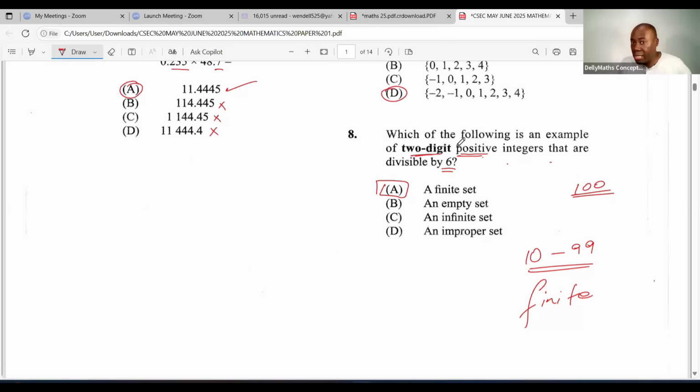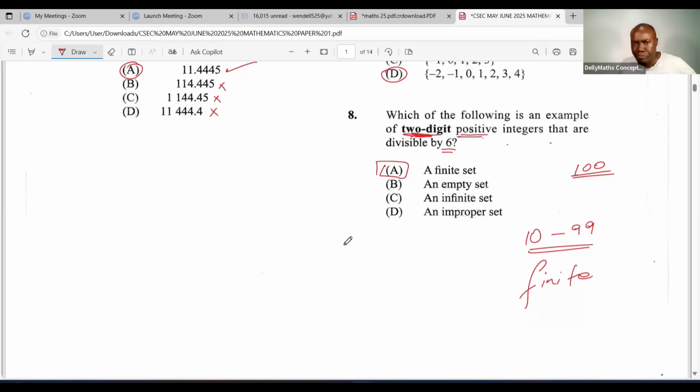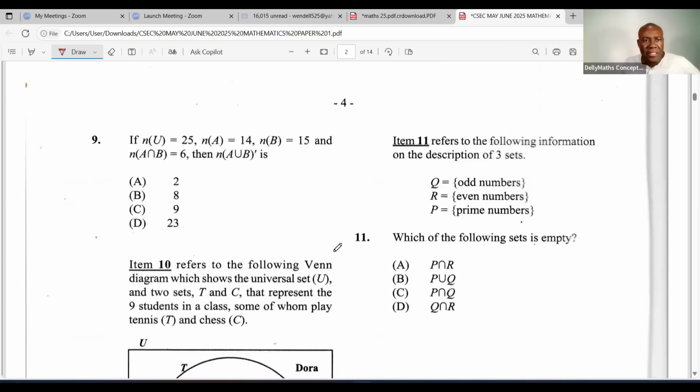All right. So if you read it, which of the following is an example of a two-digit positive integer? This is the key: two-digit positive integers that are divisible by 6. It's a finite set. All right, we're in the sets now. So what they want here is for us to find, for this, take a look at this now, the universal set, my bad. So this is the universal set.